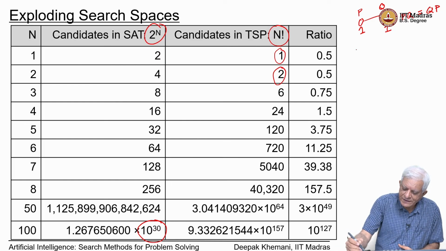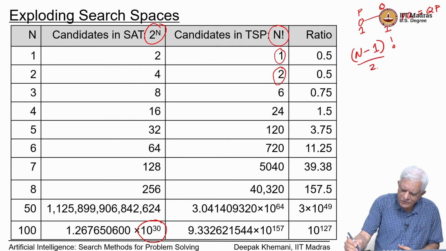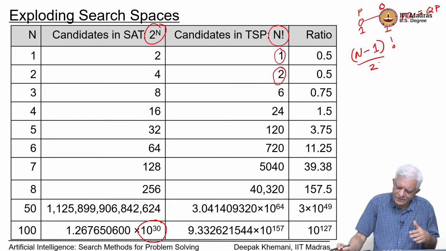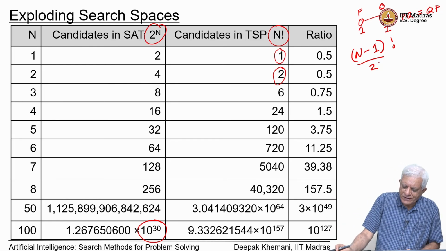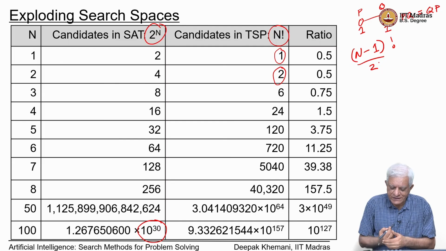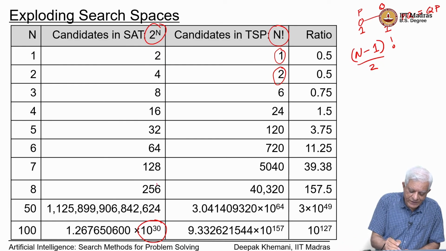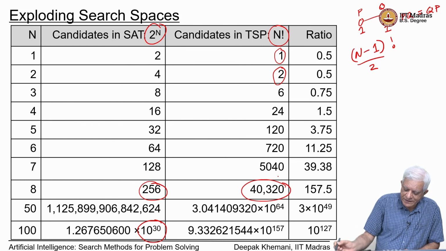But we have not written that, we have just mentioned here n factorial. So, in practice, it should be (n minus 1) factorial divided by 2. This 2 comes because of the fact that the reverse of a string is the same tour essentially. In any case, the point is that they tend to grow as a factorial, and the factorial function grows much more rapidly than the exponential function. So, for n is equal to 8, for example, there are only 256 candidates, but in the factorial function there are already 40,000 candidates essentially.